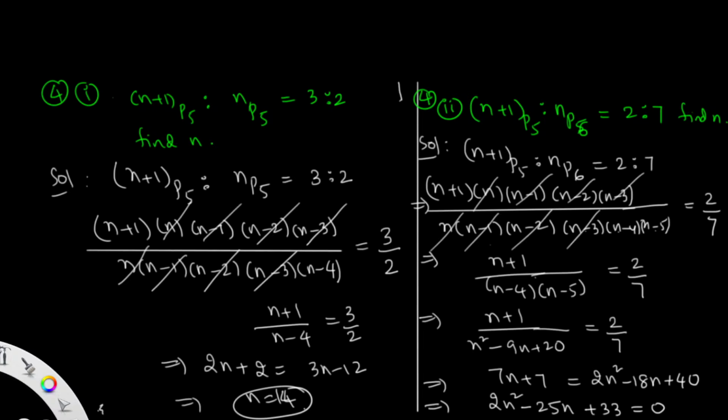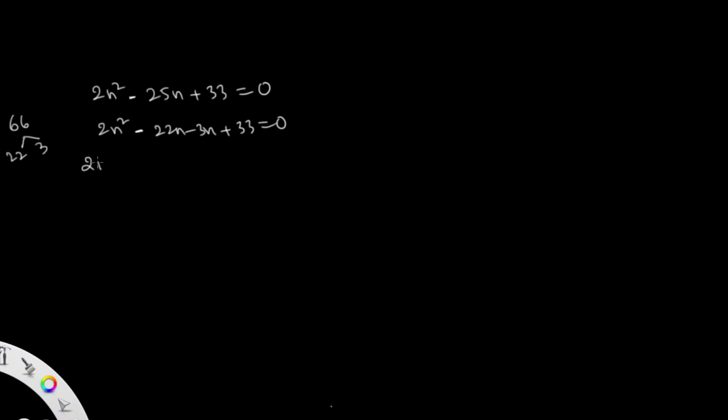In the question, the factors should be in the 66. That is given that 2n square minus 25n plus 33 equal to 0. 66 is nothing but 22 and 3, and adding them you get 25. Finished. 2n square minus 22n minus 3n plus 33 equal to 0. That is 2n is common, n minus 11; minus 3 is common, n minus 11 equal to 0. Then n minus 11 into 2n minus 3 equal to 0.